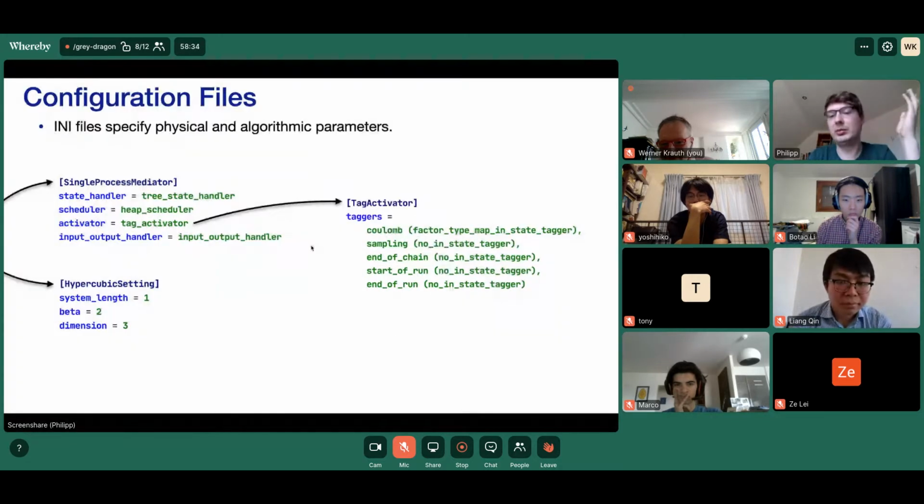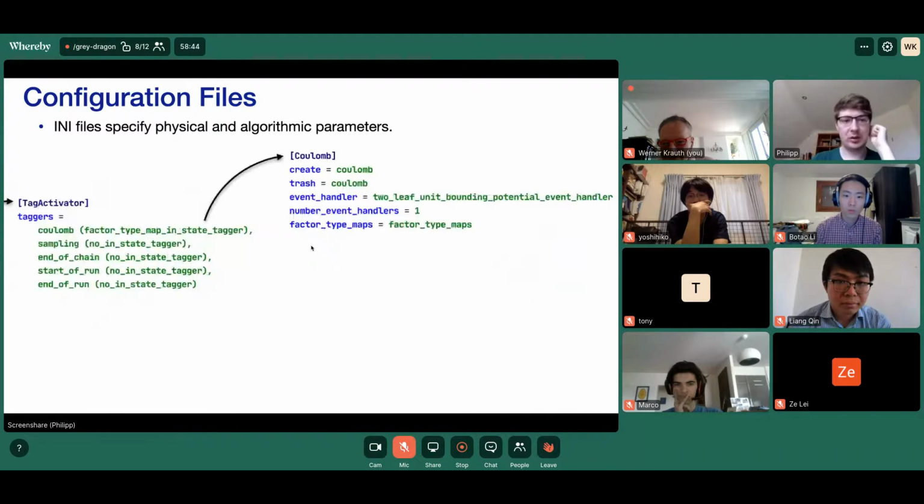So I want to sample something. I want to resample my direction of motions. I want to start my run, and I also want to end the run. But let's follow down the Coulomb path a bit more.